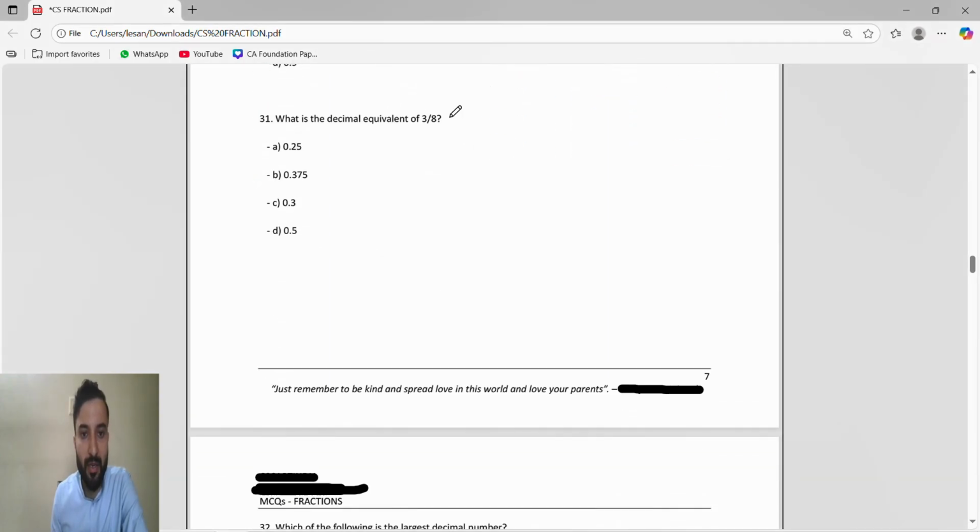What is the decimal equivalent of 3 by 8? Nothing special, guys, we just divide. 3 will not go into 8, so with the point it means 30. 8 threes are 24. The remaining is 6. Again it will not go, so 0.60. 60 means 8 sevens are 56. So it is 0.37, this one, 0.37.